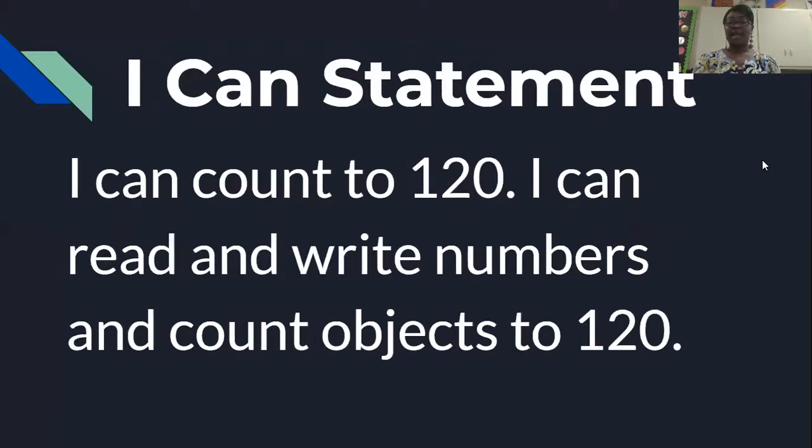Our I can statement, repeat after me. I can count to 120. I can read and write numbers and count objects to 120.